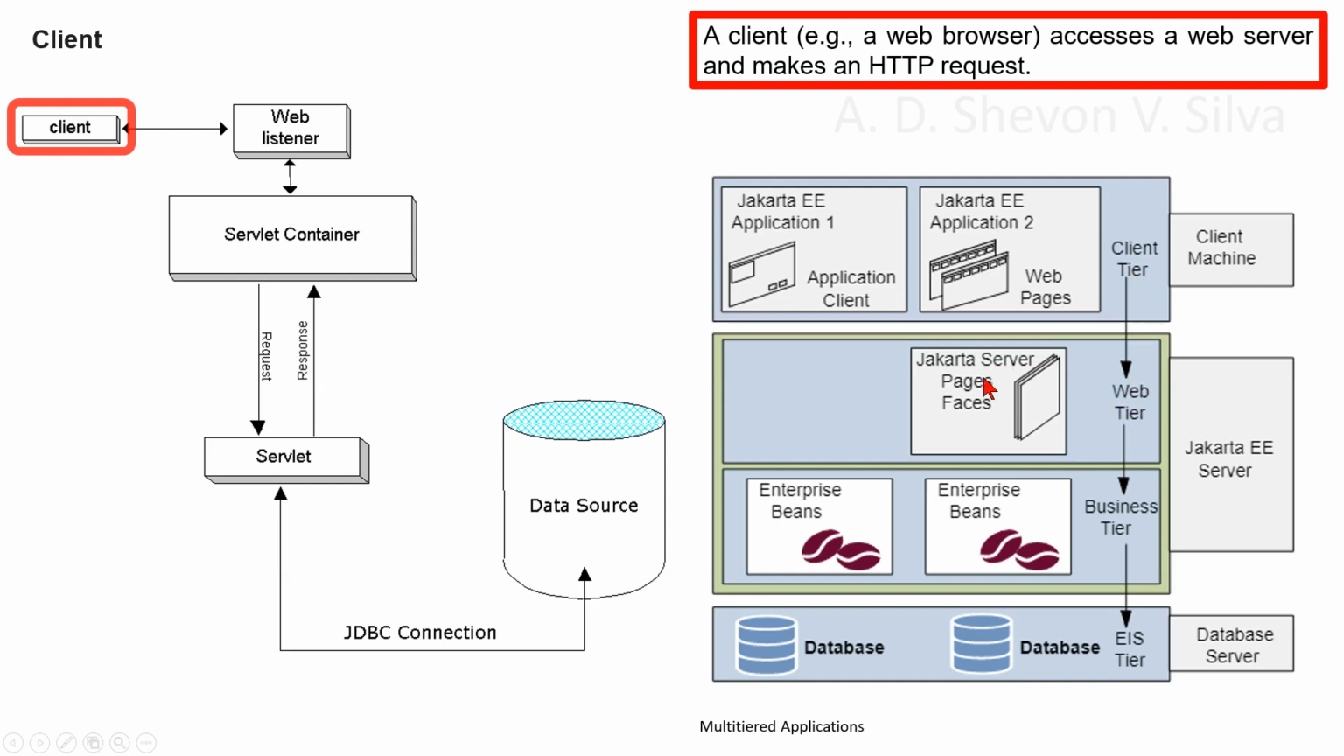Jakarta Server Pages and Faces are in the web tier, and the web tier is connected to the business tier. Enterprise beans are in the business tier, and the web tier and business tier are connected to the Jakarta EE server here, and the business tier is connected to the EIS tier. Databases are in the EIS tier. The database server is connected to this tier.